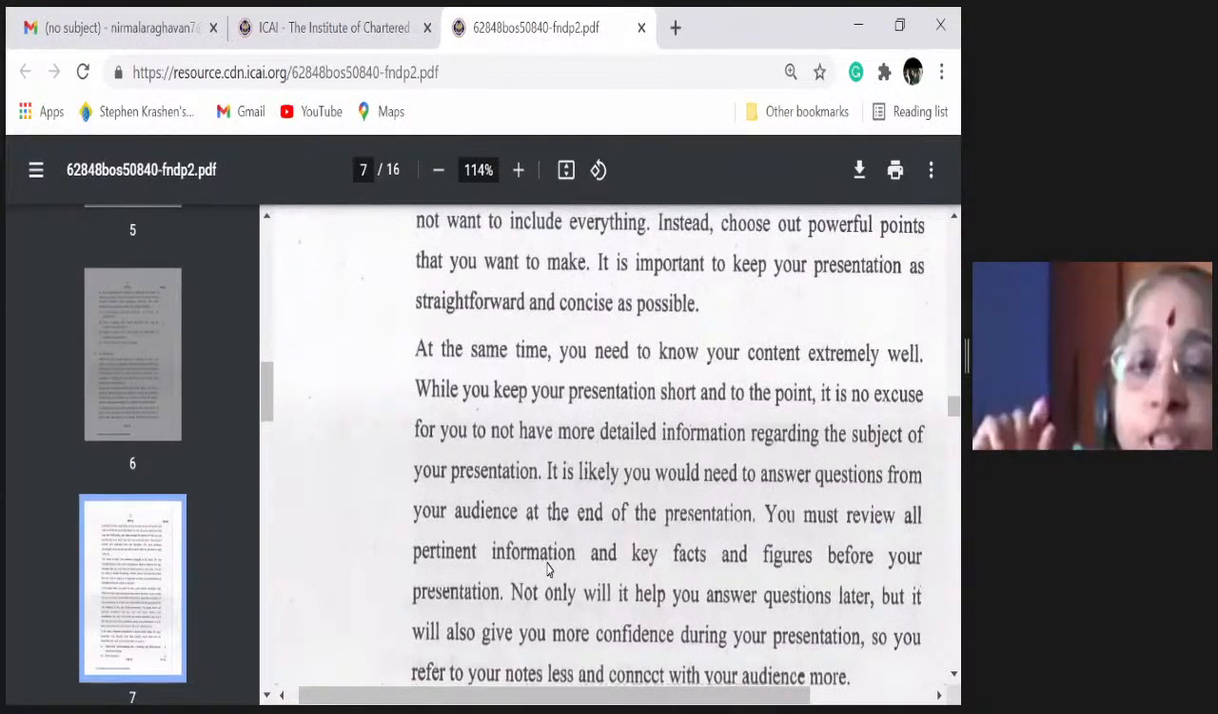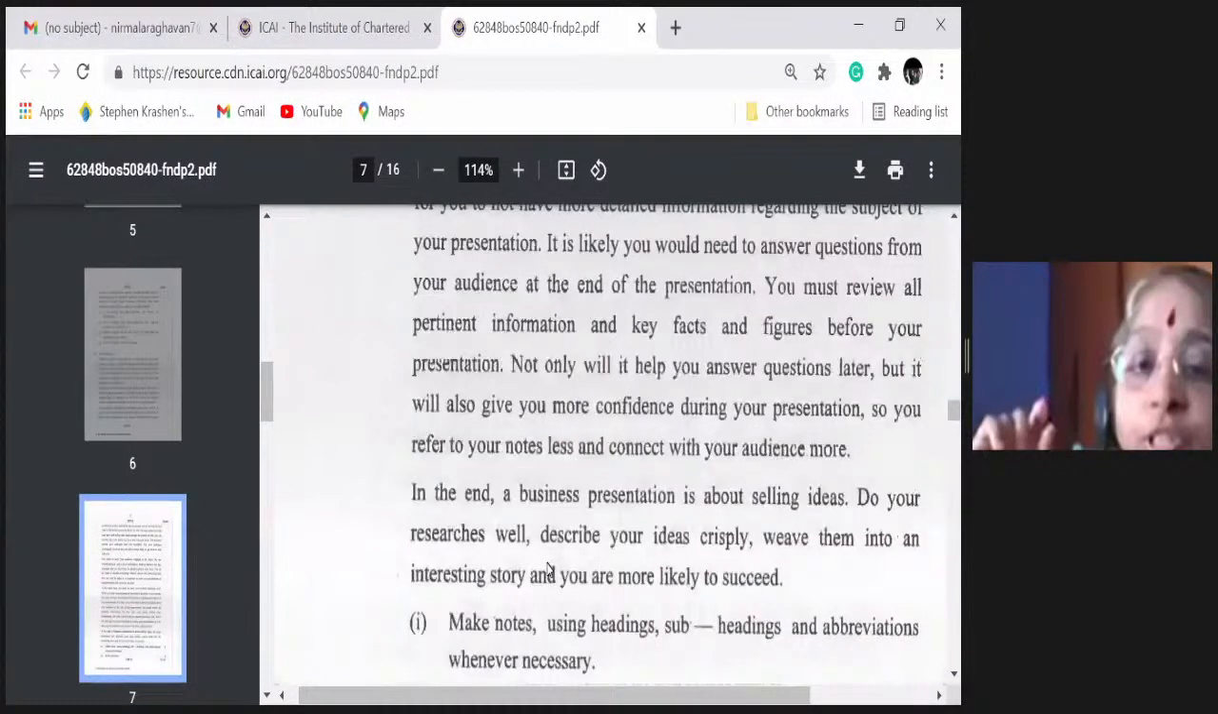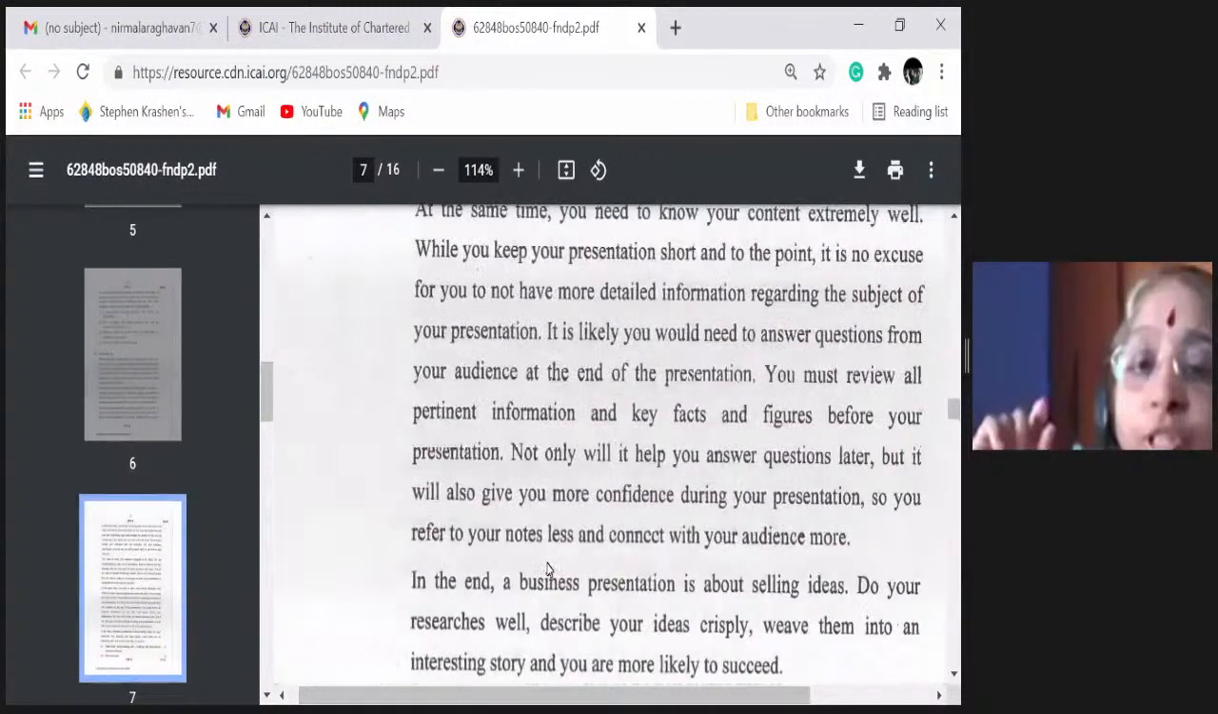Confidence, yeah, so refer to notes less and connect. It's about selling ideas to yours. Yeah, just that. Here, this passage you have to make yourselves. So you can use symbols and with, and also the short forms, the clipped forms or the contracted forms with a full stop.